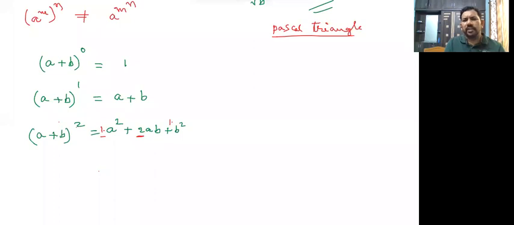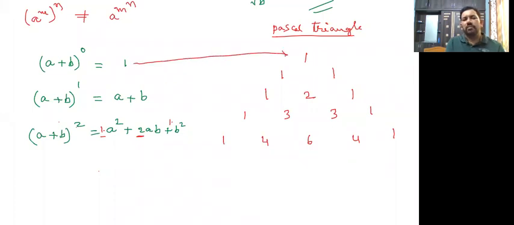Now see the Pascal triangle. 1, 1, 1. Ends always write 1 only. 1 plus 1, that is 2. 1. 1 plus 2, 3. 2 plus 1, 3. This is 1. 1 plus 3, 4. 3 plus 3, 6. 3 plus 1, 4. Now this is 1.